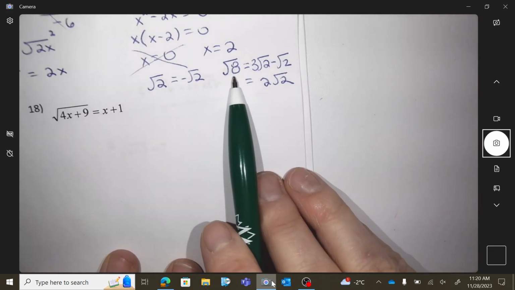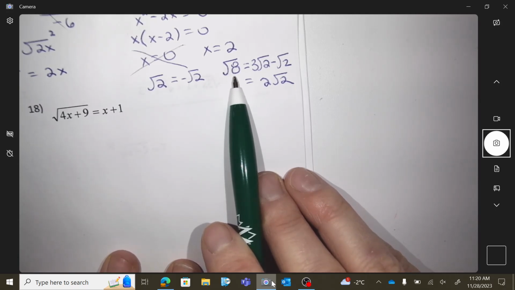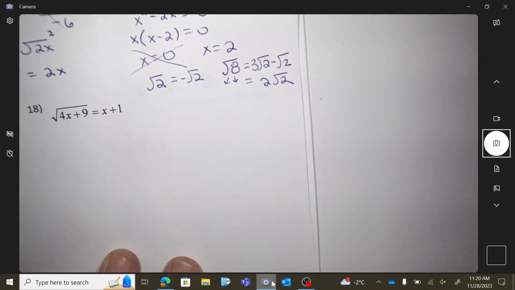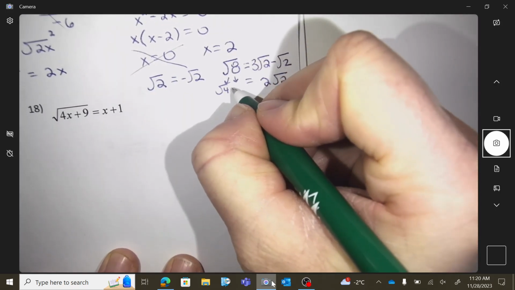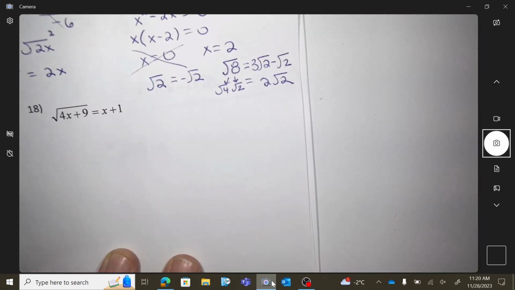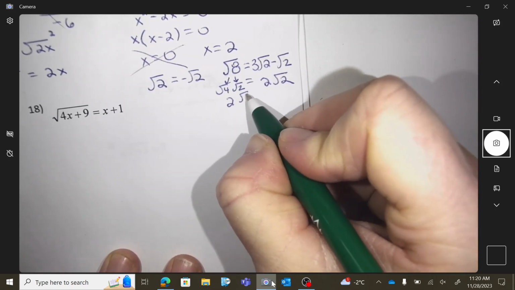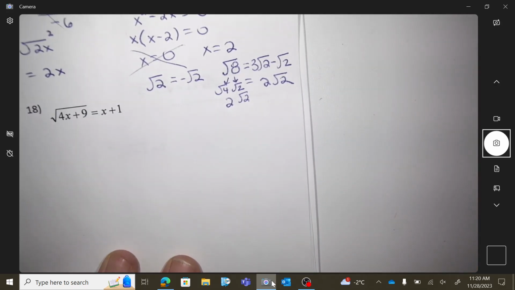And I need you to break this down. It's one of those that breaks down. How do you break something down? What kind of perfect square is 8 divisible by? Root 4 times a root 2. And what is the square root of 4? 2. Root 2. Look at that. That worked.